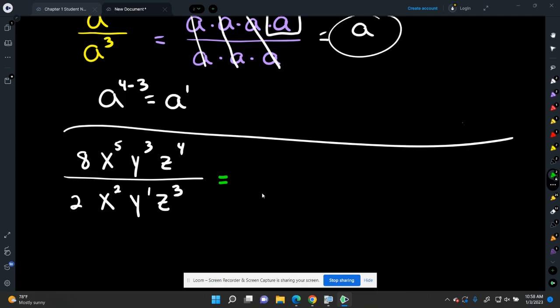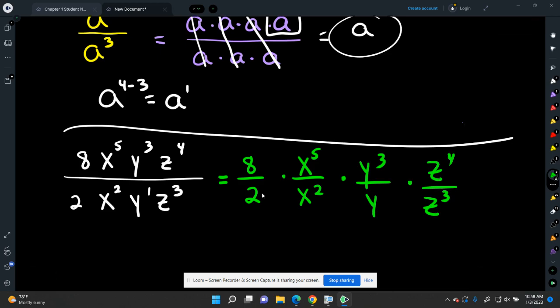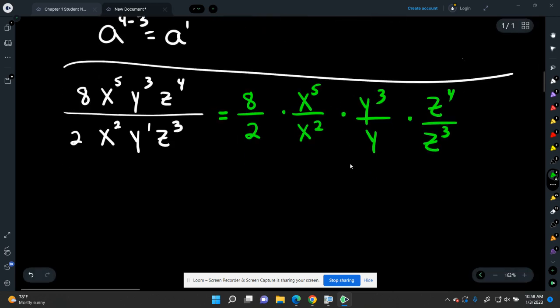That's what we're going to do. We're going to separate it. 8 over 2 times, I'm going to separate the x's, x to the 5th over x squared, times y to the 3rd over y, times z to the 4th over z to the 3rd. I'm separating them all, and now I'm going to work with them. Separate them first and then work with it.